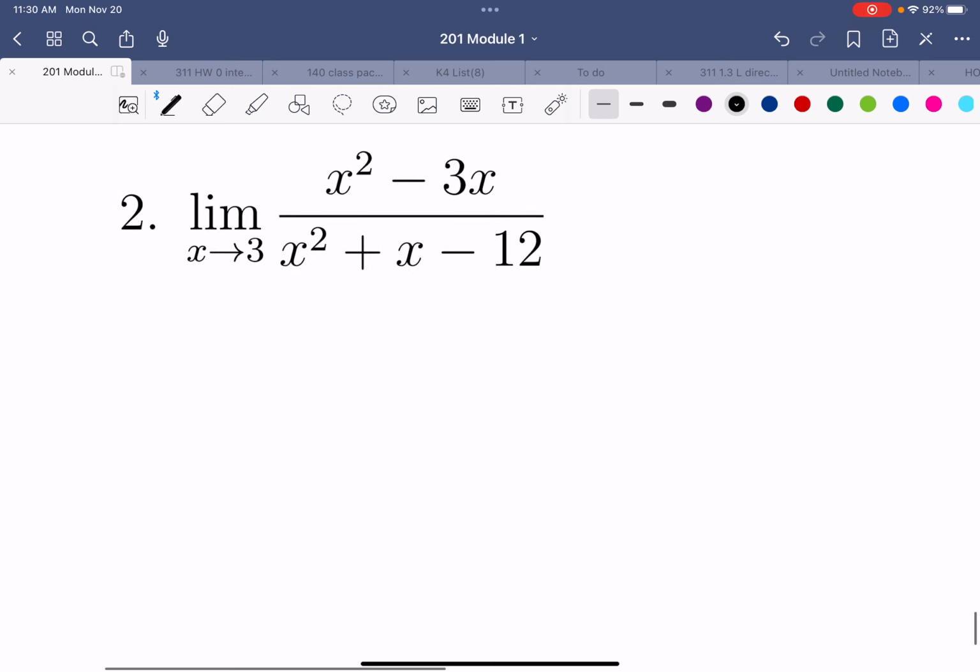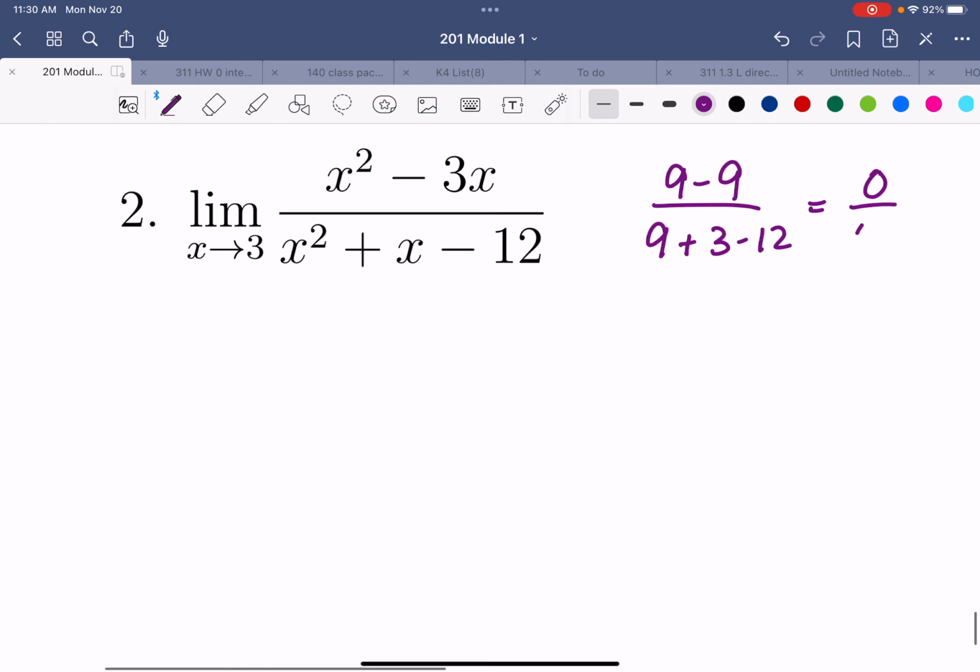Then let's take it to number 2. If you were to plug a 3 in here, this gives you 9 minus 9 over 9 plus 3 minus 12, and that's 0 over 0. Back in chapter 2, we would have said, okay, this is an indeterminate form. We do more work, and so we would factor this and cancel and see what we get.